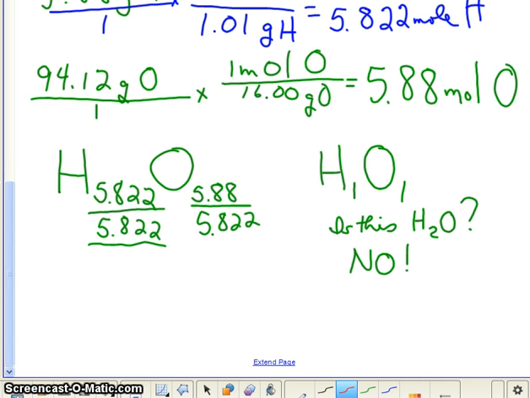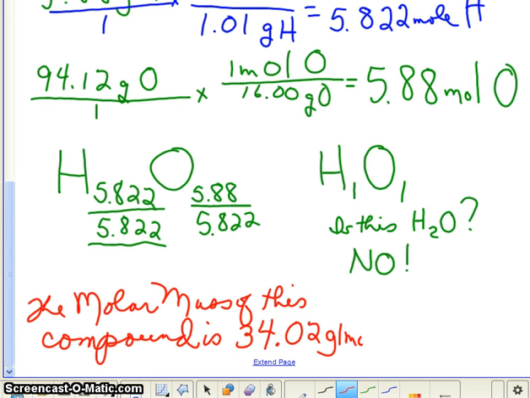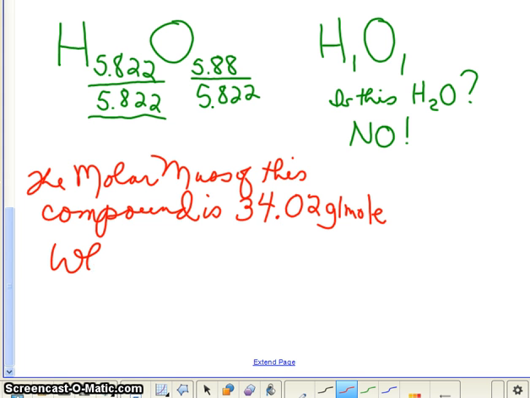But what if I were to say that the molar mass of this compound is 34.02 grams per mole. And I wanted to know what is the molecular formula.